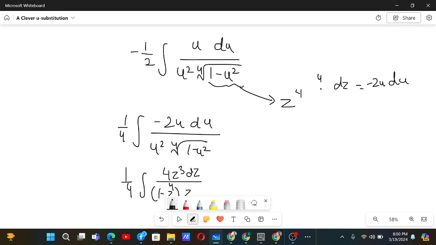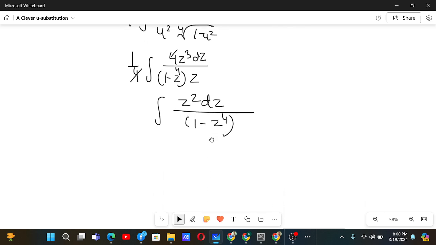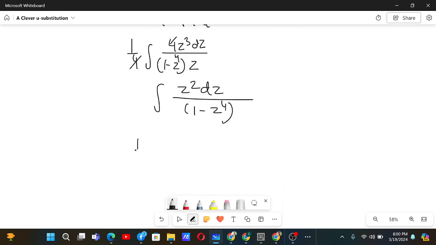Also write 4g cube dg over here. Now after this, the 4 cancels out, and we have g square dg by 1 minus g to the power 4. Now if you use partial fractions, it's easy. You get 1 by 2 integral of 1 by 1 minus g square minus 1 by 1 plus g square.